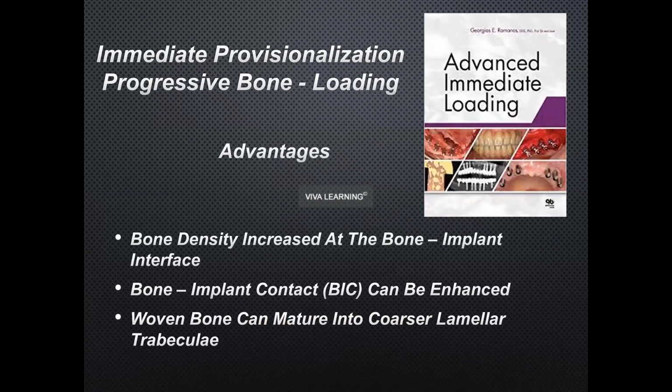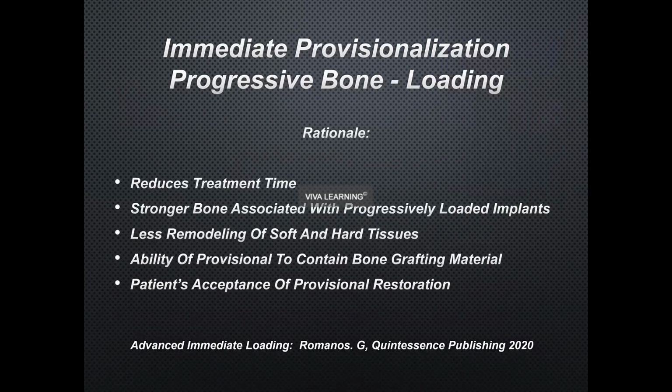As you heard me mention, immediate provisionalization, try to do this as much as we can. There's a nice textbook by Georgios Romanos, and he's shown where bone density will increase at the bone-implant interface with early loading. The bone-implant contact can be enhanced, and our woven bone can mature into coarser lamellar bone. And then I'm sure you all have heard of Osstell or ISQ. It's a great tool to have also, so you can check your bone-implant contact at the time of placement, just to make sure it looks like it's one that you can load.